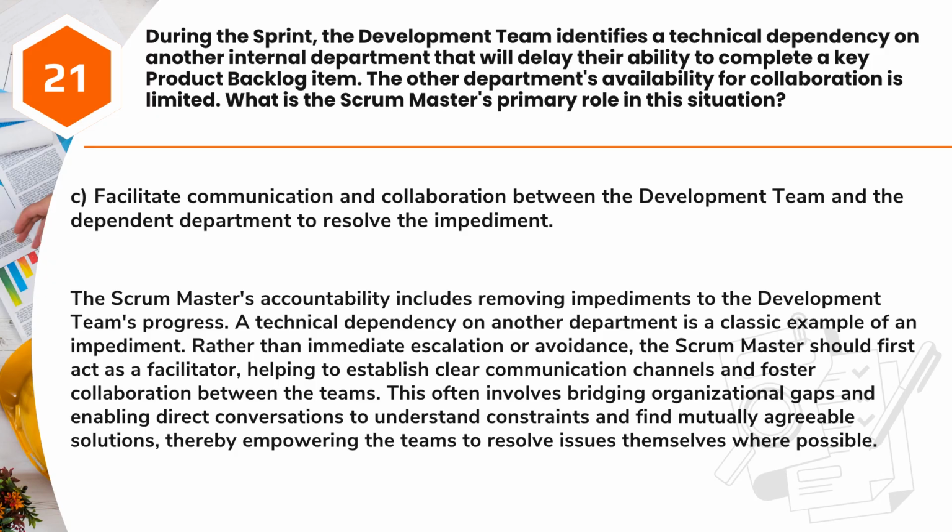Rather than immediate escalation or avoidance, the Scrum Master should first act as a facilitator, helping to establish clear communication channels and foster collaboration between the teams. This often involves bridging organizational gaps and enabling direct conversations to understand constraints and find mutually agreeable solutions, thereby empowering the teams to resolve issues themselves where possible.